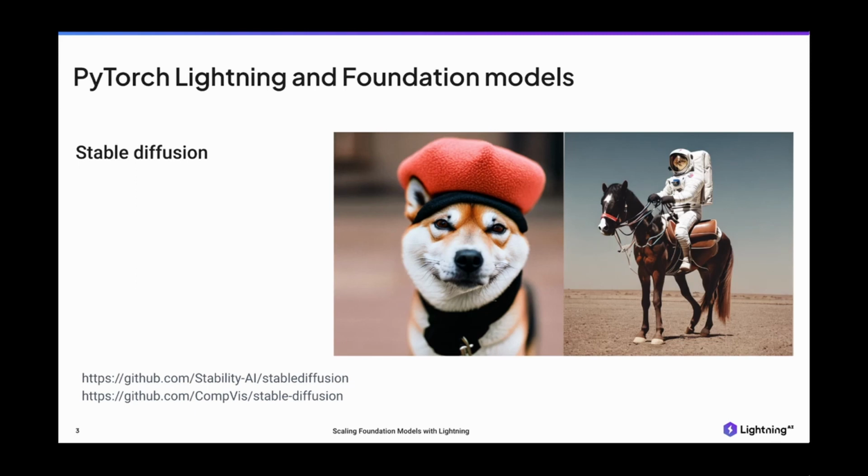I would say the most common thing to tell is that PyTorch Lightning was used to train Stable Diffusion that many people know, and both the original repository, the CompVis repository, and the new Stability AI repository used PyTorch Lightning extensively, and the training has been conducted using PyTorch Lightning.